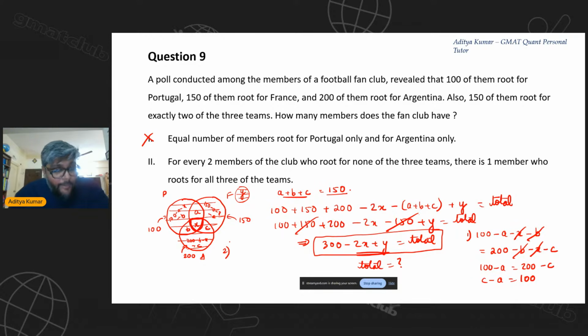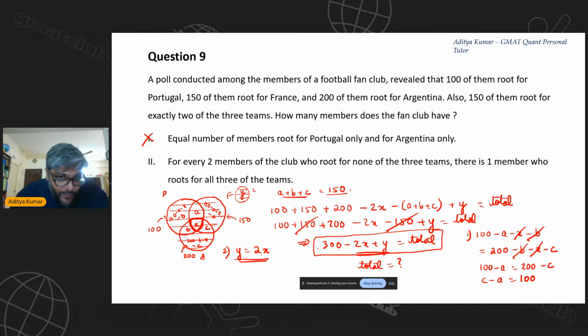I'm doing it this time. The second statement says, for every two members of the club who root for none of the three teams, there is one member who roots for all three teams. So for every two members here, there is one member here. So basically, y is equal to 2x is what they're giving me. Now I need to see whether this information is going to be enough for me to work.